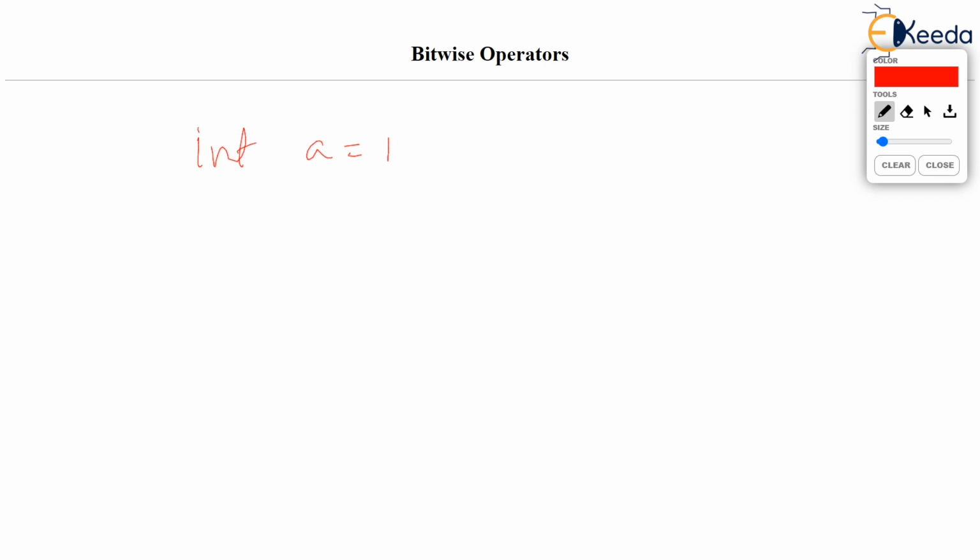Let's say we are working this time on the XOR operator. So we have int A equal to 10, B equal to 12, C. And the expression we have given is C is equal to A cap B. This is A bitwise XOR with B.